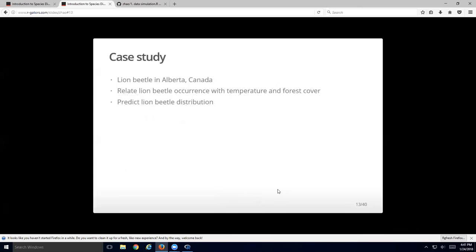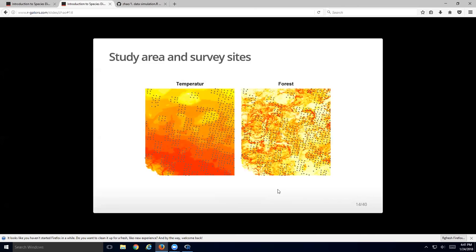So for the case study, I will look at this beetle species in Alberta, Canada, and I will relate its occurrence with temperature and forest cover, and I will also predict its distribution. So you can see this is a study area, and I have covariates, temperature and forest cover. I have covariates for everywhere in the study area, but for these gray dots, those are the ponds where I recorded the presence or absence of that species.